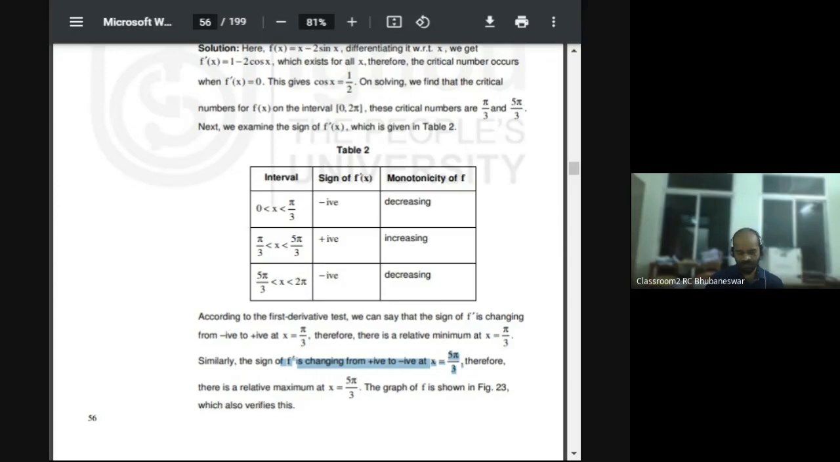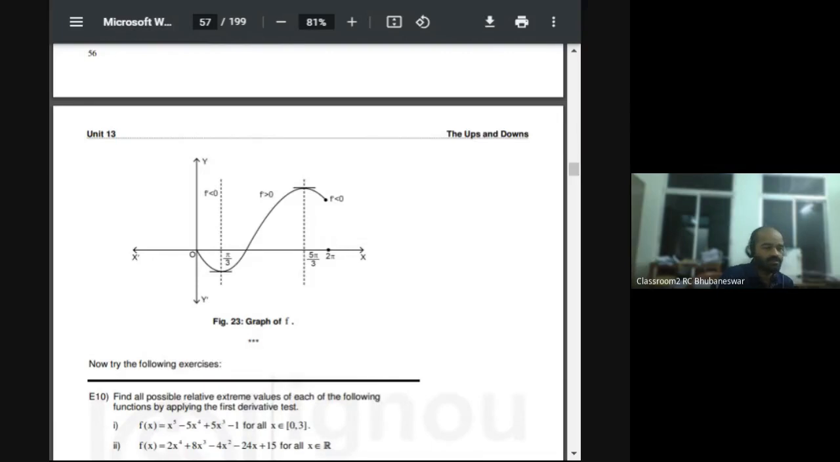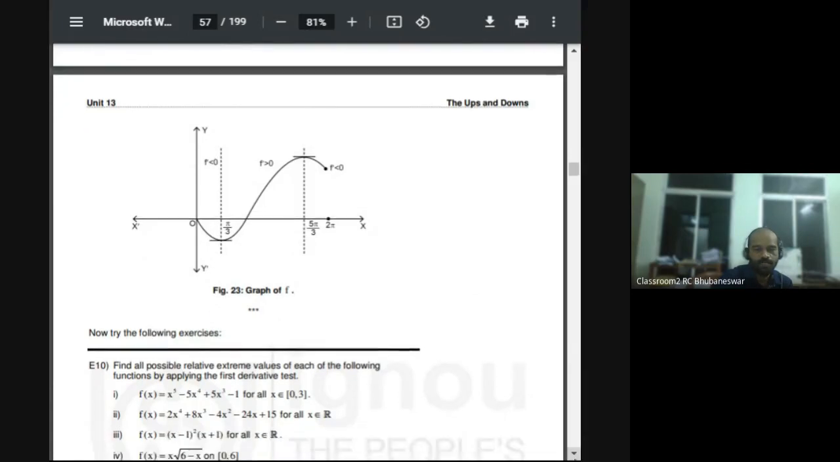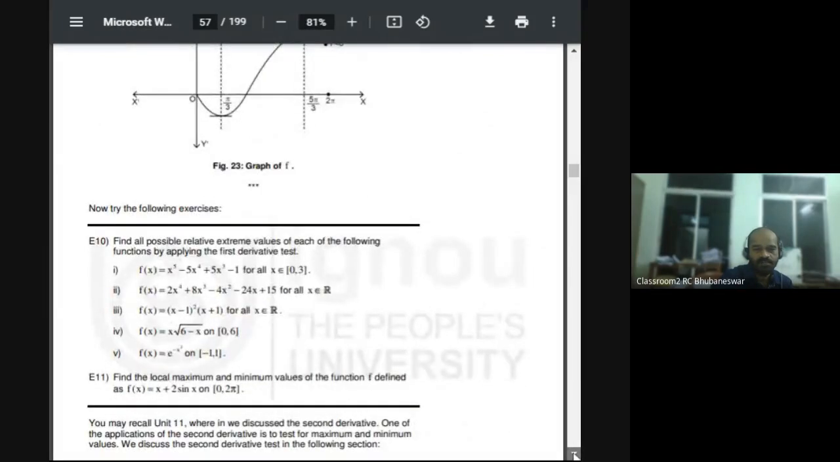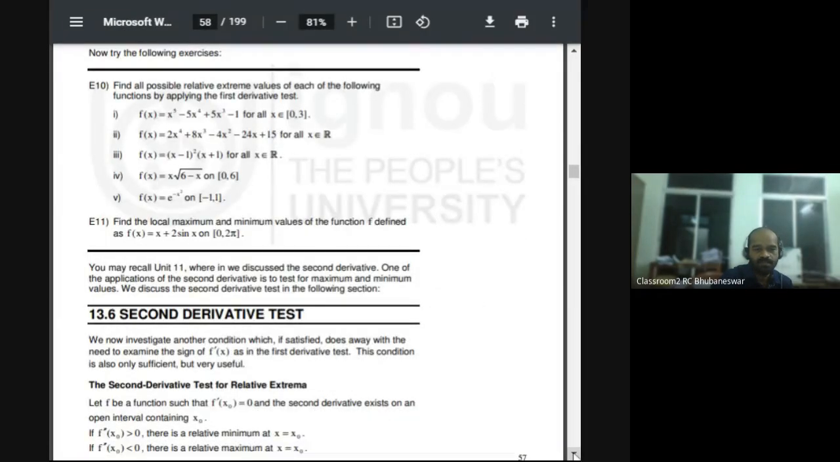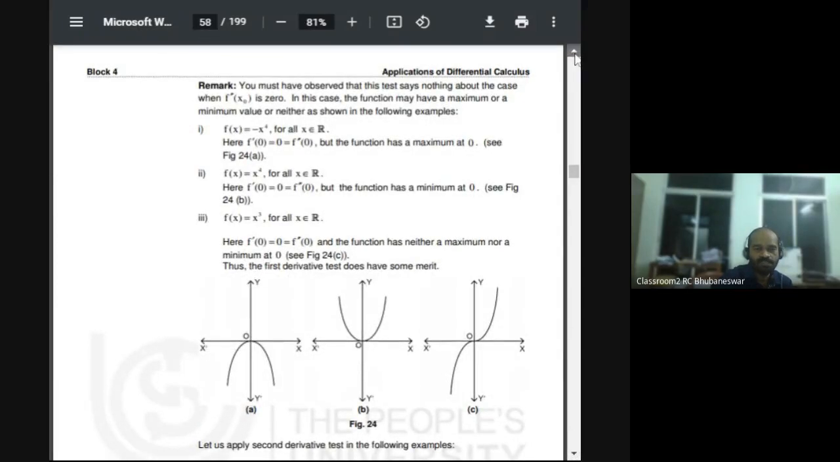Now we are moving towards the next topic, which is the second derivative test. If you have any question, then please ask. Otherwise, we are moving towards the next one, on page number 57. So let us open page number 57, and here we have to discuss the second derivative test to find the relative maximum or minimum of a function at a certain point.